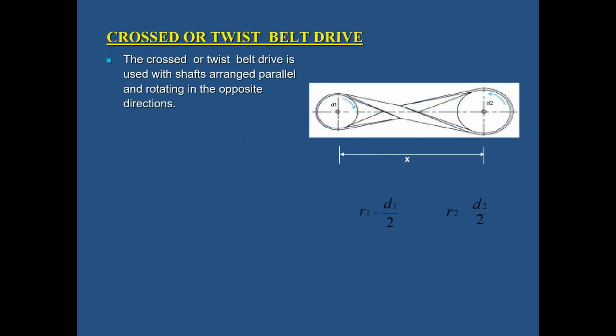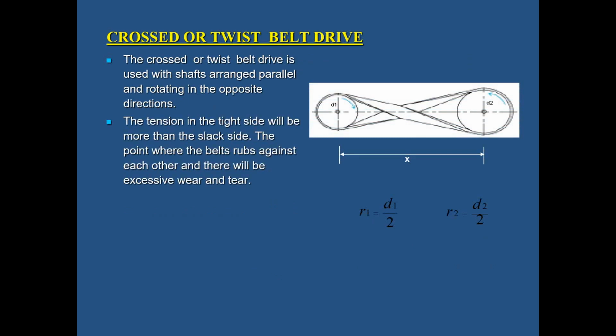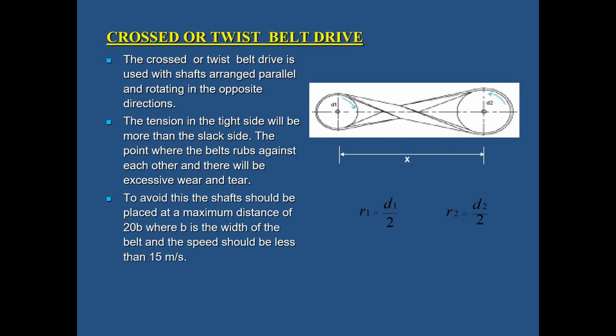And next thing is about the crossed or twist belt drive. The crossed or twist belt drive is used with shafts arranged parallel and rotating in opposite directions. The tension on the tight side will be more than that of the slack side. At the point where the belt rubs against itself, there will be excessive wear and tear. To avoid this, the shafts should be placed at a maximum distance, and it has a speed of 15 meters per second. One pulley will rotate clockwise and the other in the opposite direction.